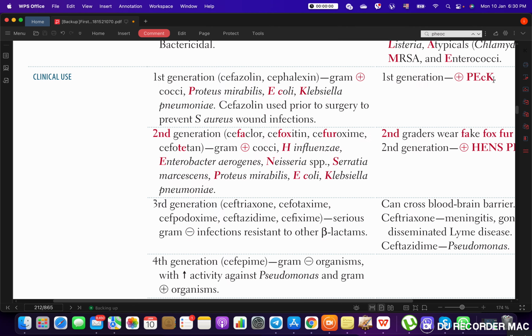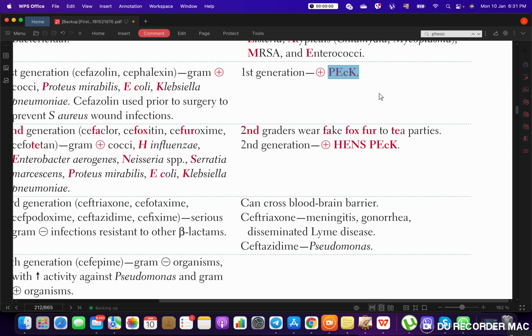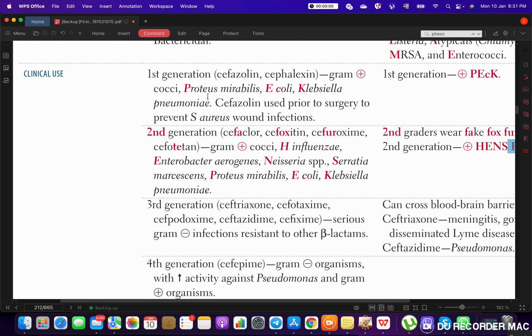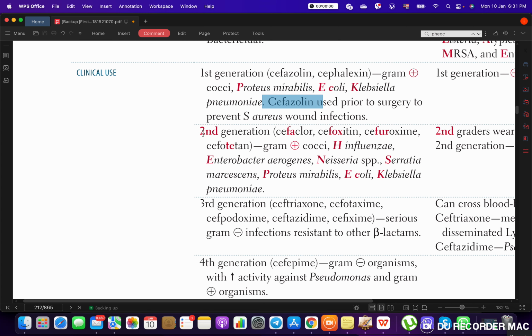Here is the thing. It's the big type of pneumonic. I prefer to memorize this one. Why? Because here it will be the same organisms, which are basically Proteus mirabilis, E. coli, and Klebsiella again. And yeah, so that helps. So to be fair with you guys, in real life, cefazolin is the favorite drug for surgeons. We use it prior to the surgeries because it prevents the Staph aureus wound infection.